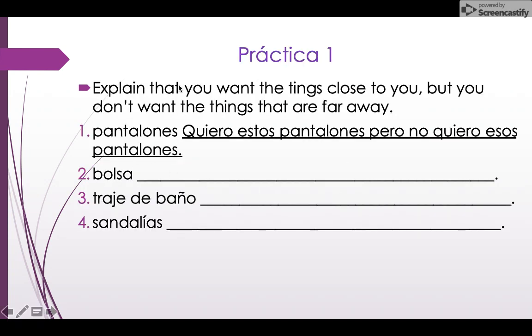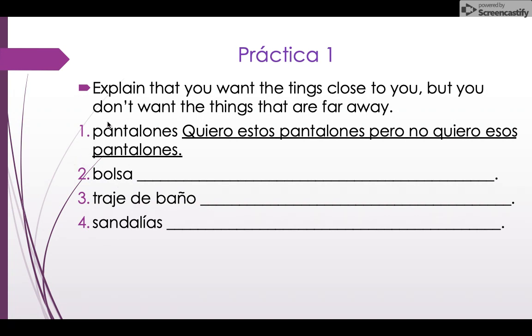Okay, so what I'd like you to do now is go ahead and do a little practice. Explain that you want things close to you, but you don't want the things that are far away. So follow the example. Pantalones or pants. Quiero estos pantalones. I want these pants, but I don't want those pants. And so you're going to say the same thing. I'm going to want this blouse, but I don't want that blouse.